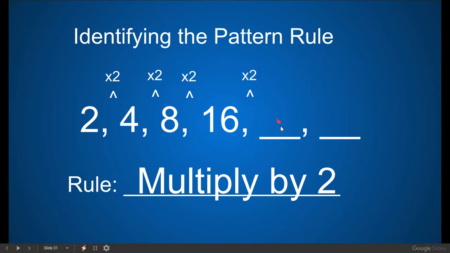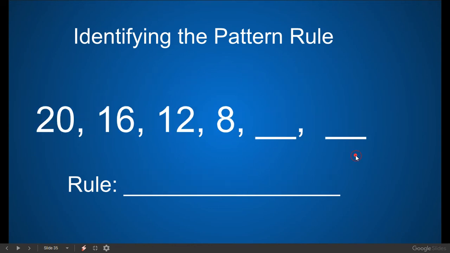So 16 times 2 will be 32. And if I wanted to do that, I could just do 16 plus 16, because 16 times 2 is 2 groups of 16. And then 32 times 2 is 64.